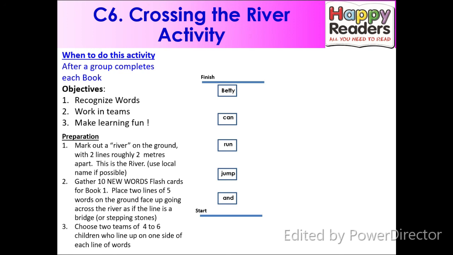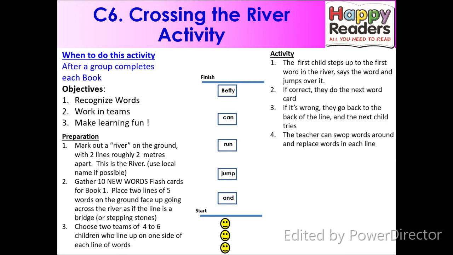We then choose two teams of 4 to 6 children who line up on one side of each line of words on one side of the river. Okay? So that's showing what one line might look like, and you might have 1, 2, 3, or even 4 separate lines of words, depending on how many words you've got and how many children you've got.